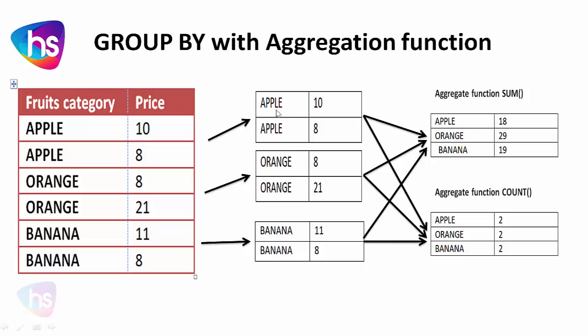Now see, in the first example, if I apply the aggregation function sum on the price column for apple, with group by applied on the category, based on the category, it shows a single record for apple instead of multiple rows, because I'm applying the sum aggregate function.